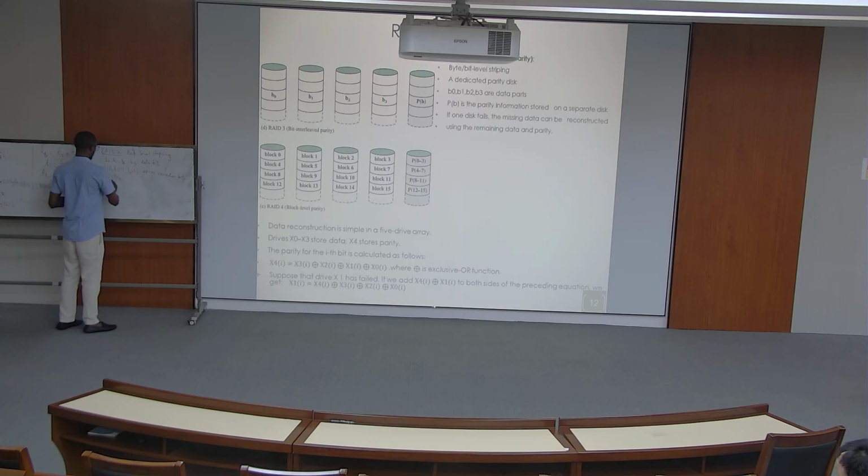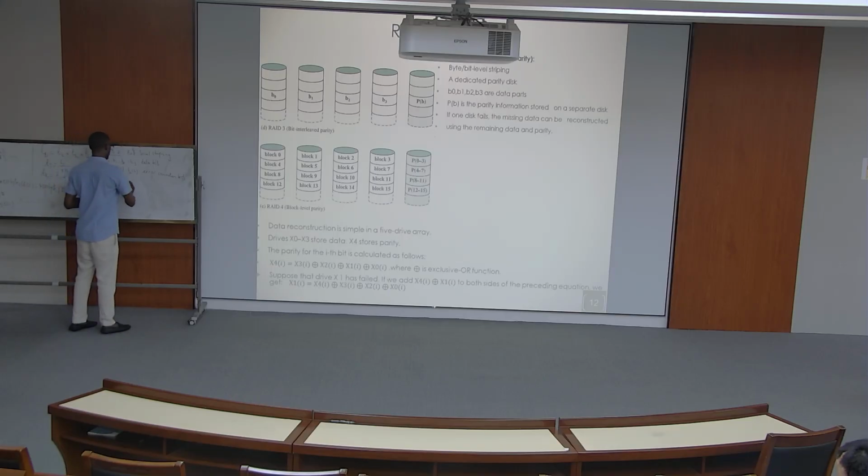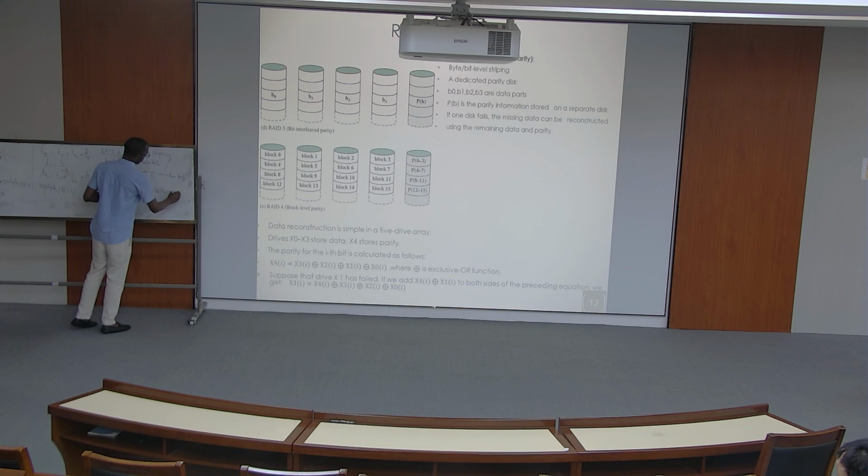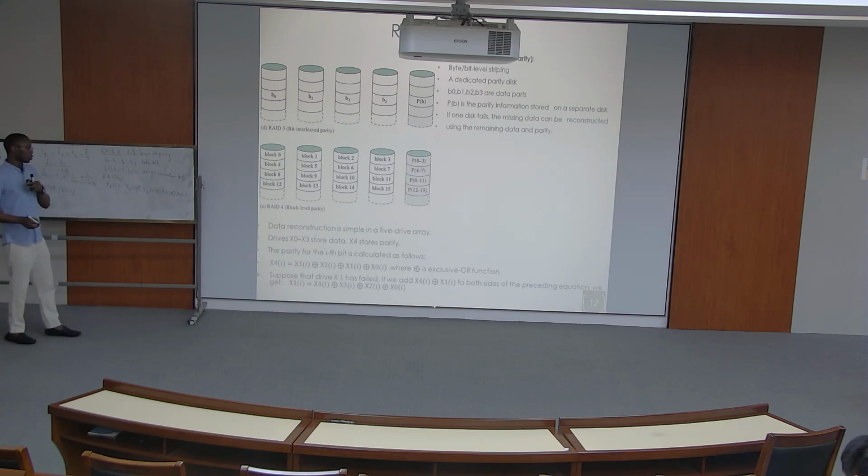We have X4, which is the parity information for the I-th bit, which can be calculated as X3I exclusive or X2I, exclusive or X1I, exclusive or X0I. Then we can easily find the parity information.